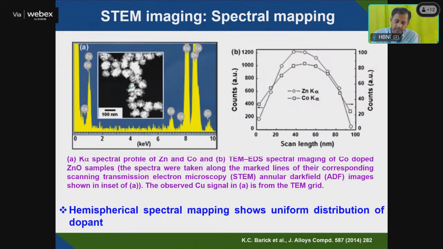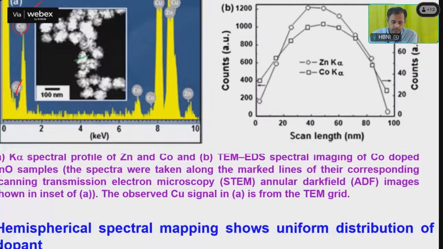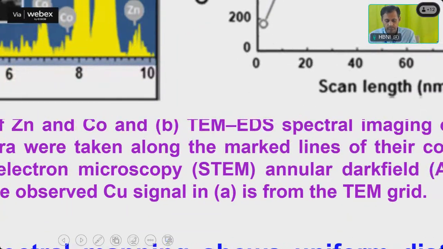So in the STEM that I have shown here, you can get the composition analysis. You can see zinc and cobalt and how they are distributed in the sample. This copper is mainly coming from the TEM grid, the copper grid that you have used. Just a minute.